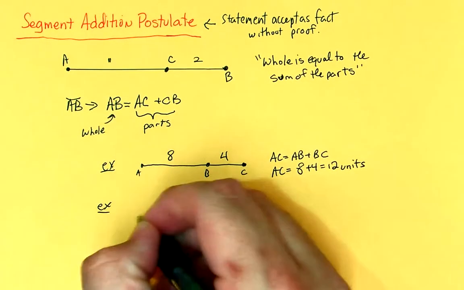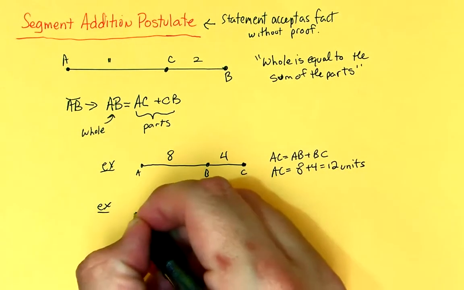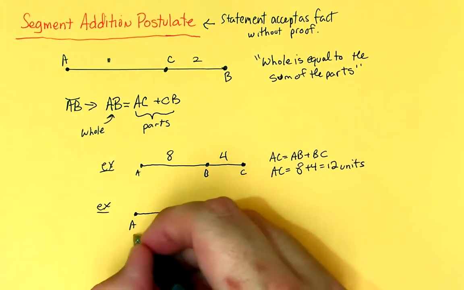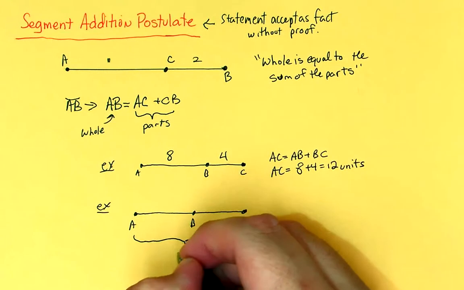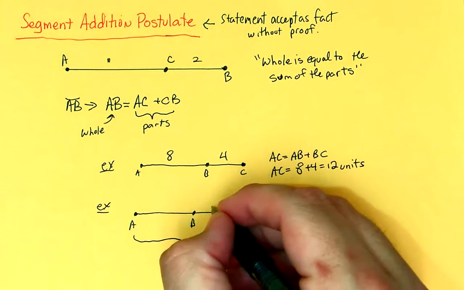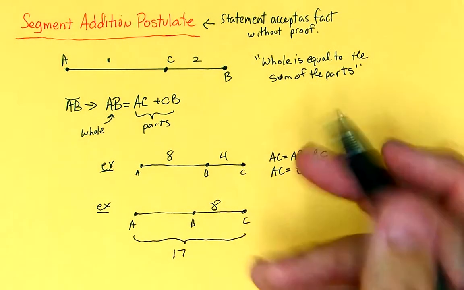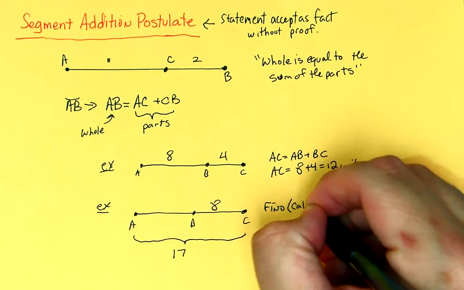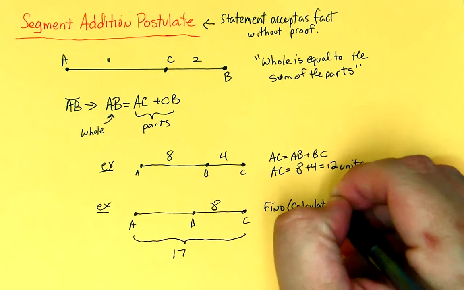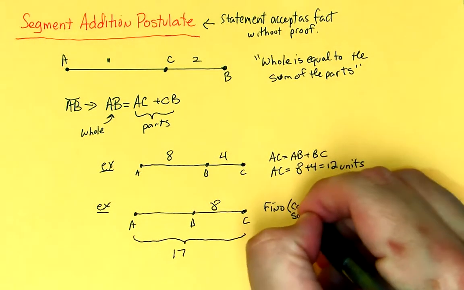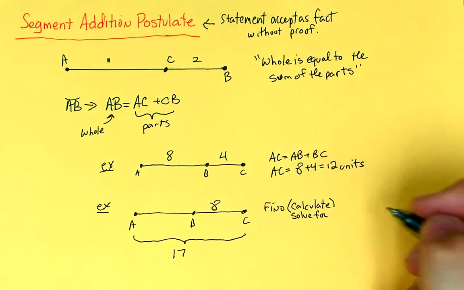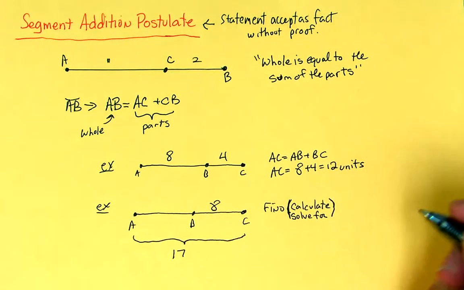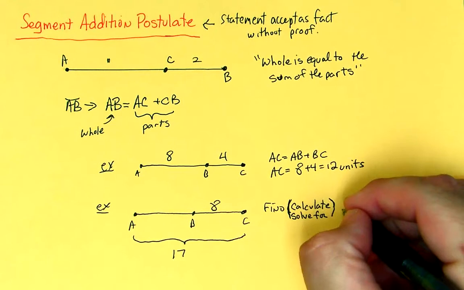Another example that is very typical of this: that's A, and that's B, and that's C, and you're told that AC is 17, and BC is 8. Find AB. When we say find, we mean calculate, or solve for. But find is an easier word to deal with. Find the length of AB.